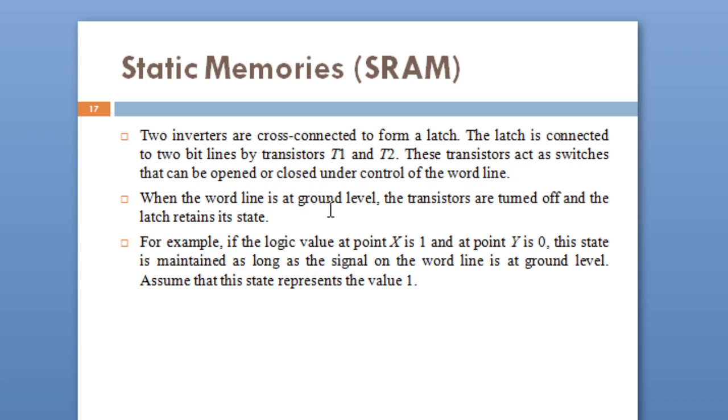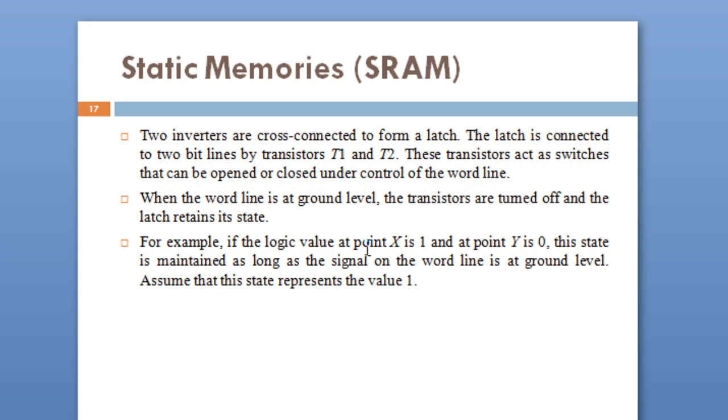When the word line is at ground level, the transistors are turned off and the latch retains its state. Once the word line is at the ground value, these transistors are switched off, and the latch retains its state. So whatever value is stored on the bit line will be retained.